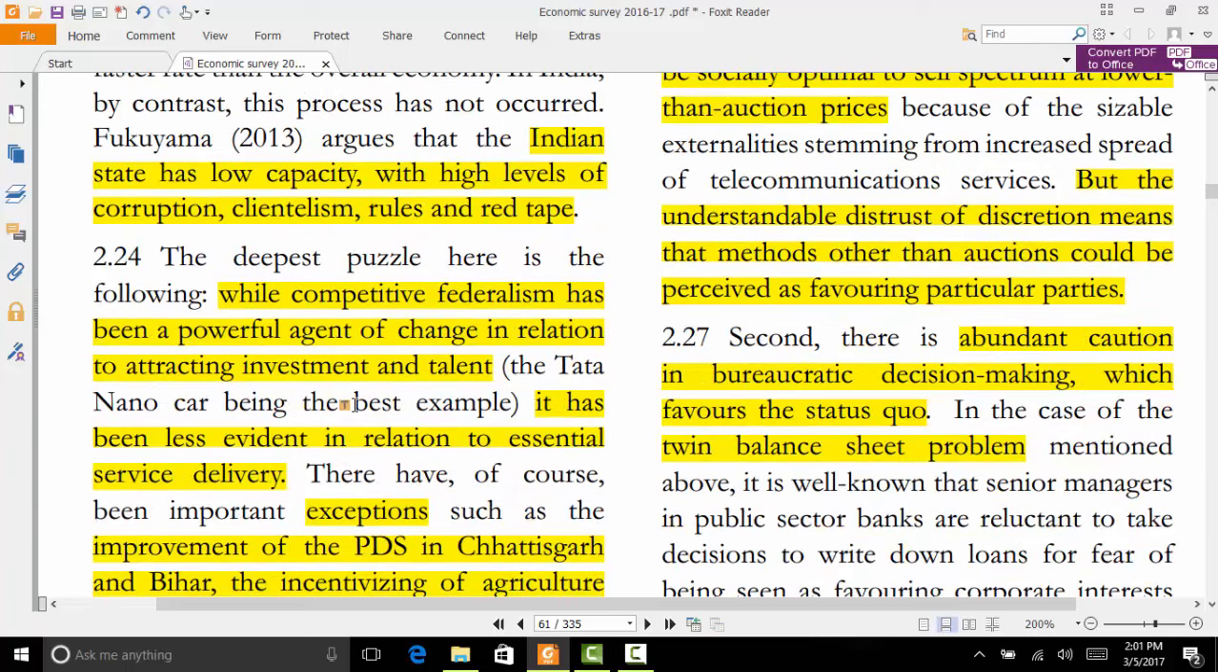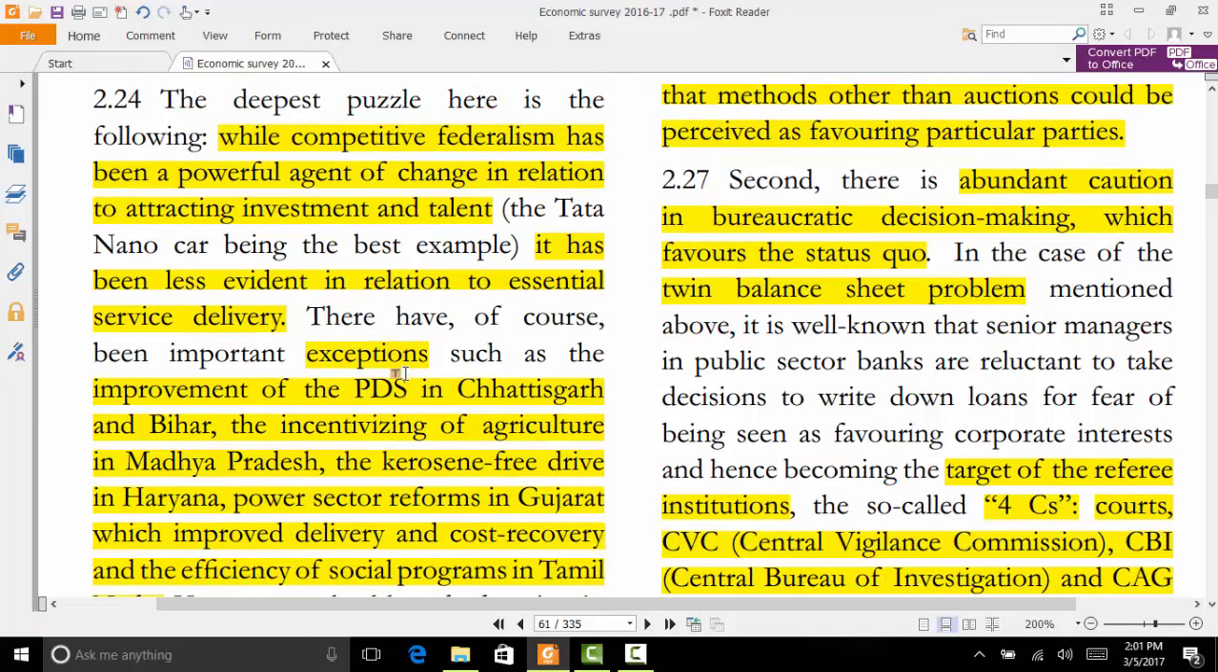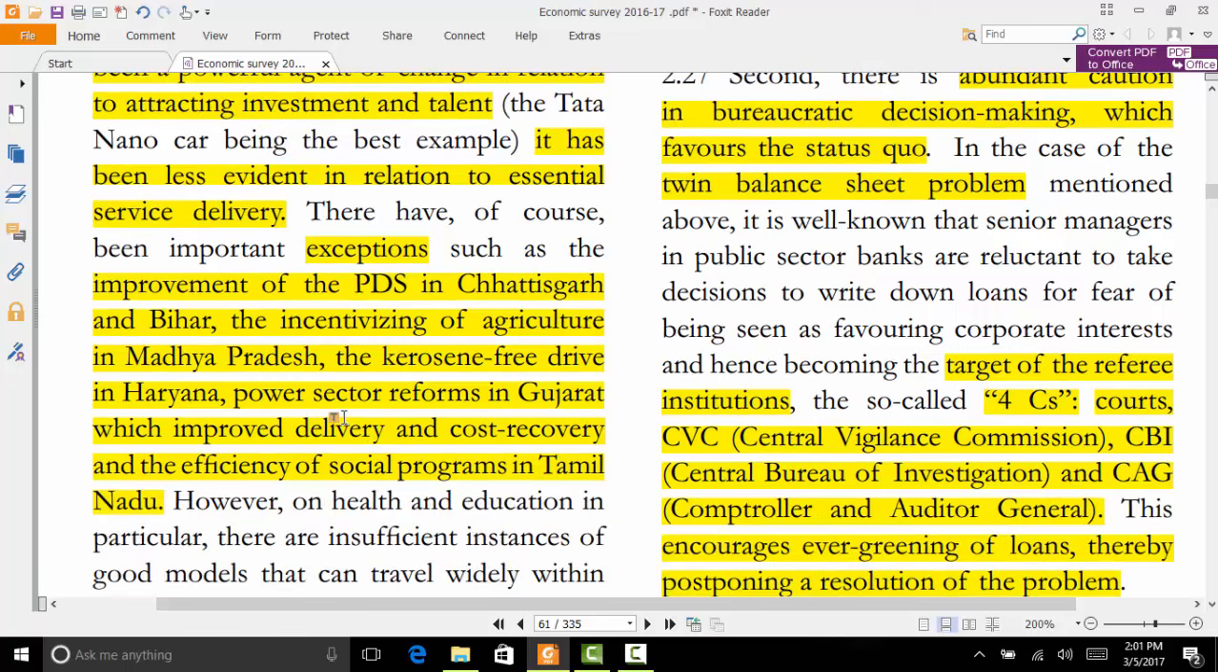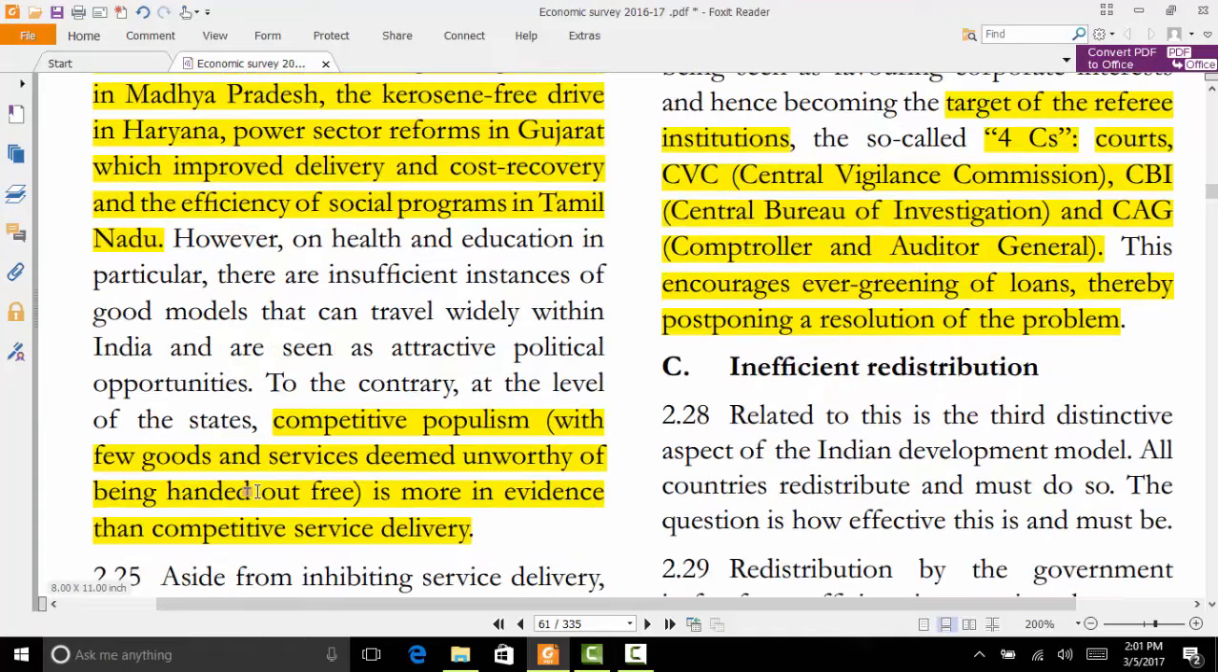You discuss this anywhere. Then again this is regarding competitive federalism. It says competitive federalism has helped the states a lot in attracting investment, but not in the same way in providing essential services. The same thing is repeated; I believe you are able to recall the points. But there are certain exceptions, again those points are here: improvement of PDS in Chhattisgarh and Bihar, incentivization of agriculture in MP, kerosene-free drive in Haryana, power sector reforms in Gujarat, which improved delivery and cost recovery, and efficiency of social programs in Tamil Nadu.